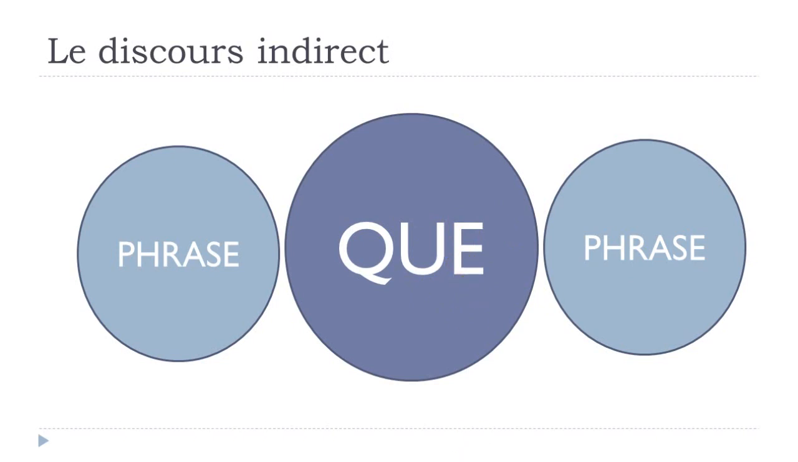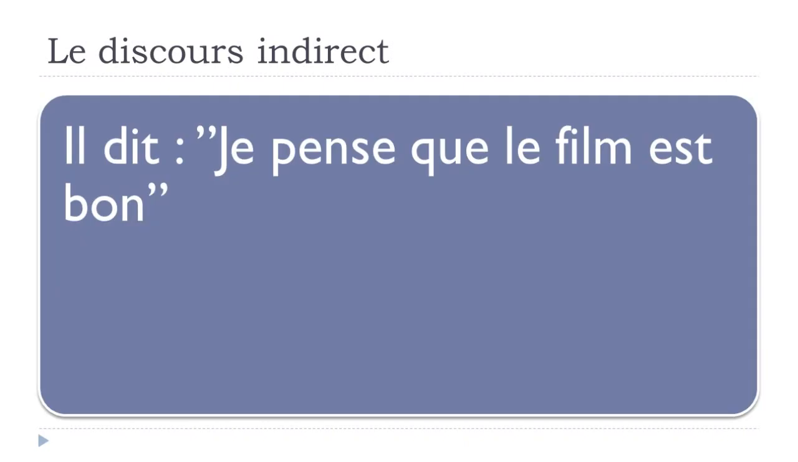Okay, so let's see now one first example. Il dit, okay, dire is to say, he says, je pense que le film est bon. Je pense, so penser, I think, that le film est bon.